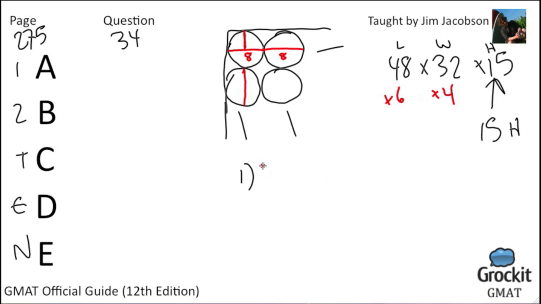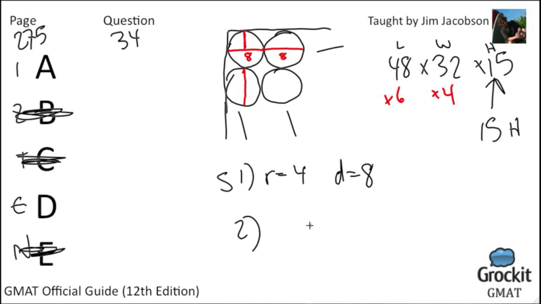So statement 1, I should probably have written that in. The radius equals 4, so therefore the diameter equals 8. Statement 1 is sufficient to tell us how many cans will fit in our box. So we can cross off statement 2 alone, as well as the options C and E, which need statement 1 to be insufficient. Let's take a look at what statement 2 says.